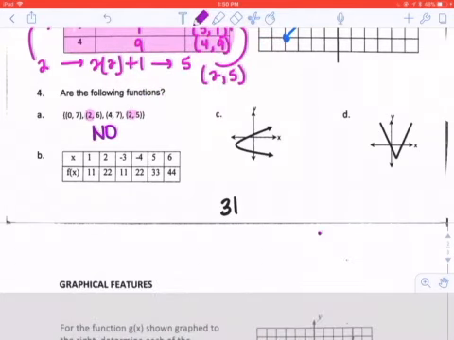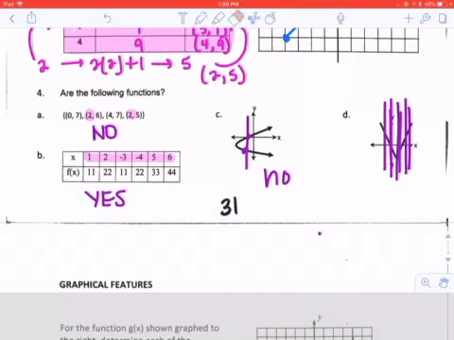B, there are no repeating x values. So yes, it is a function. C would fail the vertical line test right there and in a bunch of other places, so that is no. But D would pass the vertical line test anywhere you draw a vertical line. Every x maps to exactly one y, so that would be yes.